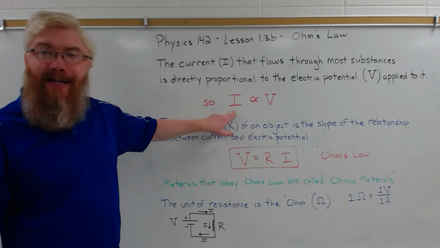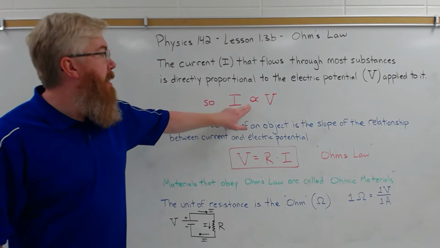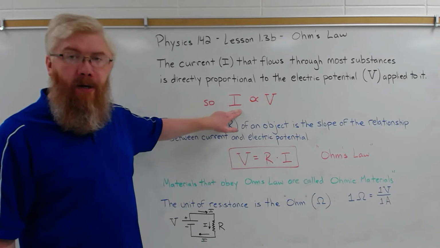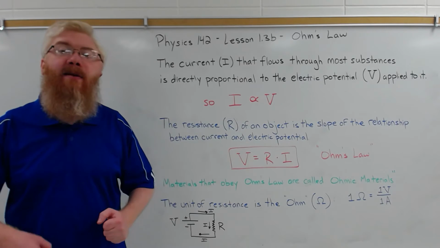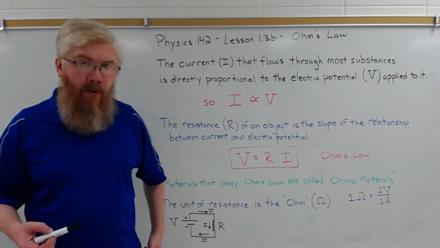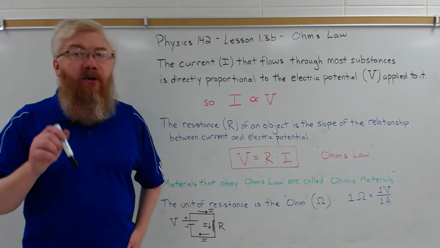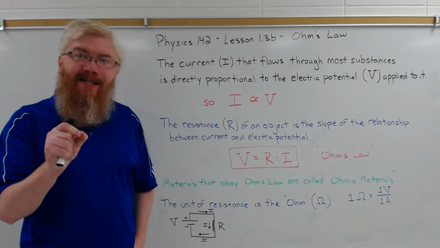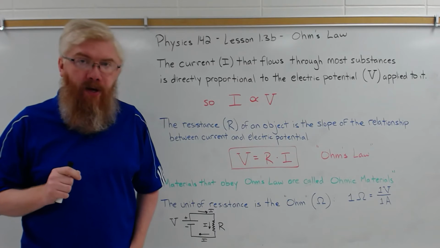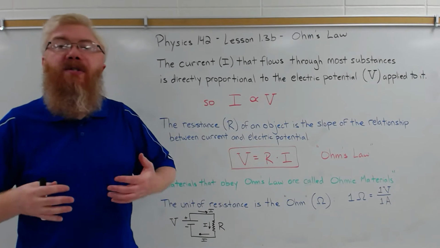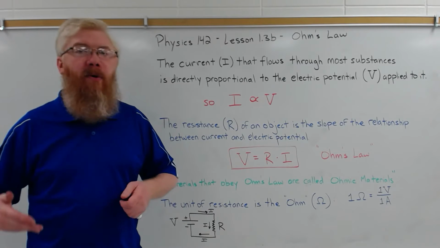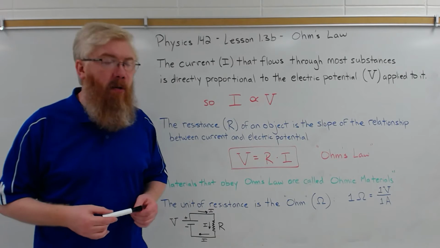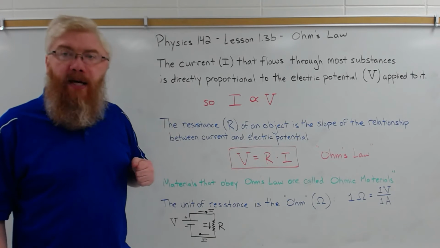So the current in a material is proportional to the voltage. The higher the voltage, the higher the current. Now this doesn't apply in all materials. Some materials, especially some electric circuits called diodes, are specifically designed not to follow this trend. But in most conductors, so copper wire, aluminum wire, and so on, and most of the things we'll be working with for homework problems, follow this relationship.